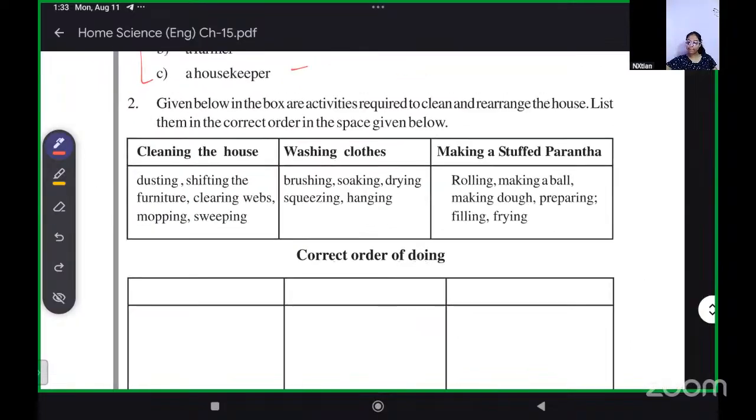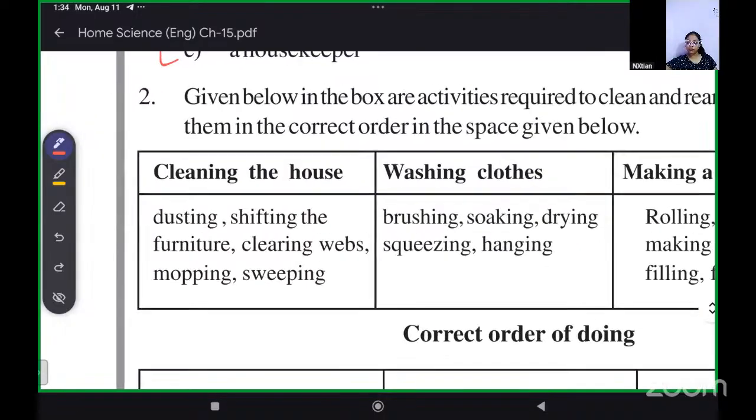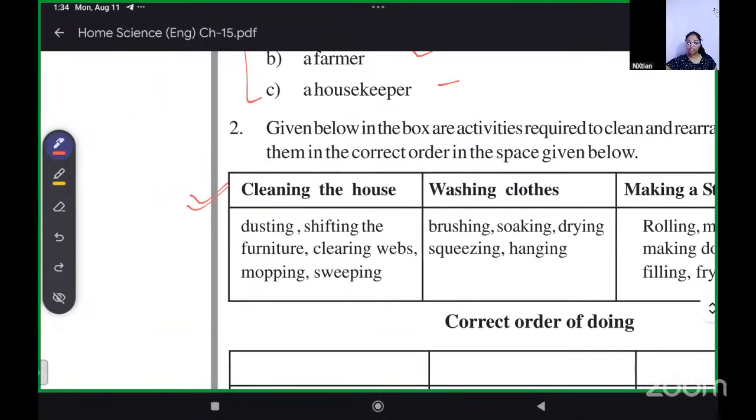Now, given below in the box are activities required to clean and rearrange the house. Place them in the correct order in the space given below. Now, for cleaning the house, you have activities that are mentioned. Can you arrange them in a proper sequence? Megan, first one. First box. Arrange the first box in sequence.